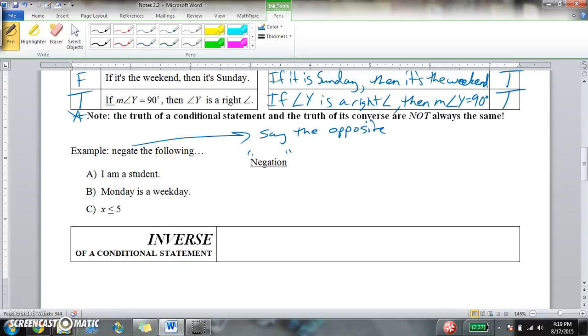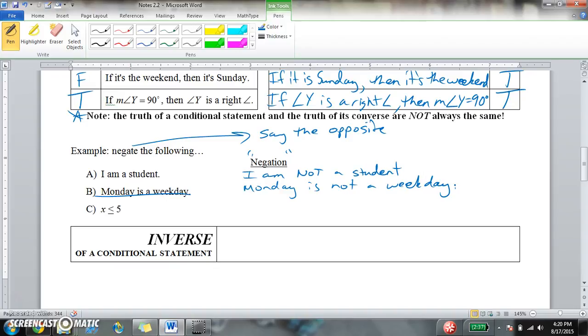Okay, so if I have the statement, I am a student, the negation of that statement would be, I am not a student. If I wanted to negate the statement, Monday is a weekday, I would say Monday is not a weekday. We're making that statement negative. We're saying the negative of that statement.